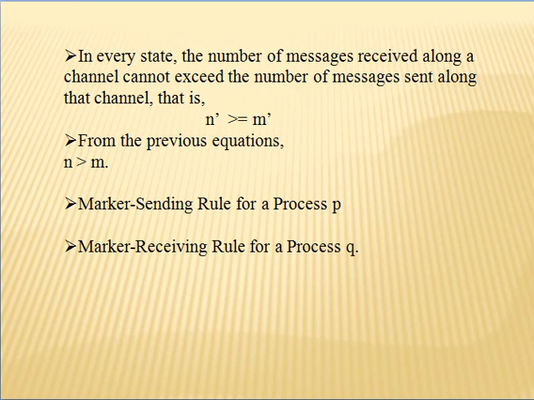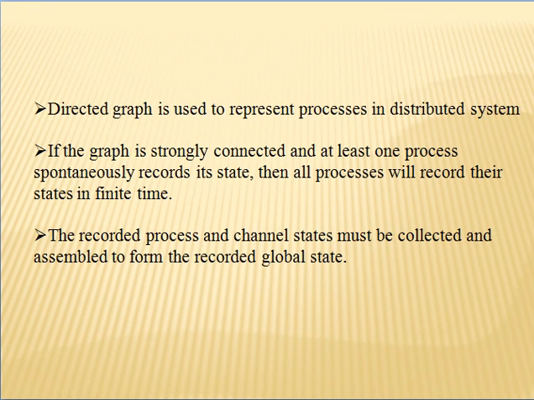If Q has not recorded its state, then Q will record its state and record the state of C as the empty sequence. So it is not recorded yet, so it will take it as an empty sequence. If not, Q records the state of C as the sequence of messages received along C after Q's state was recorded and before Q received the marker along C.